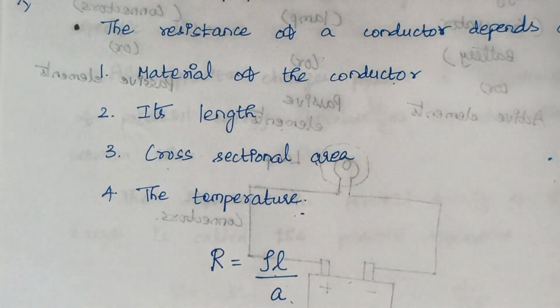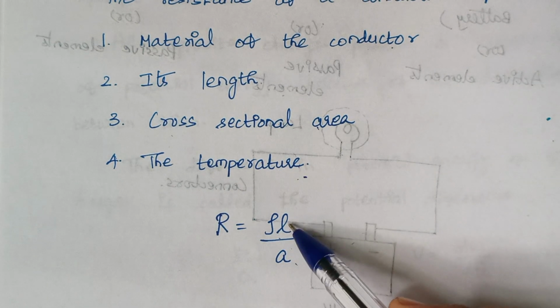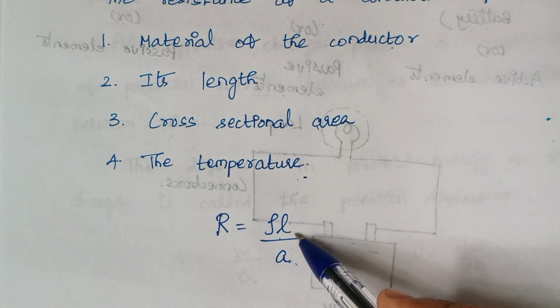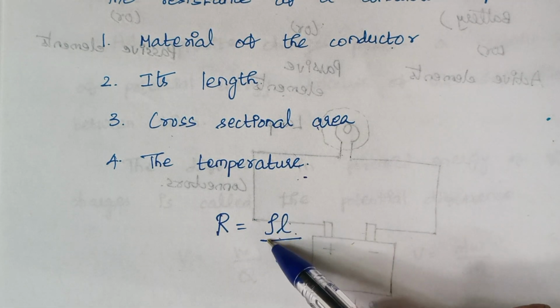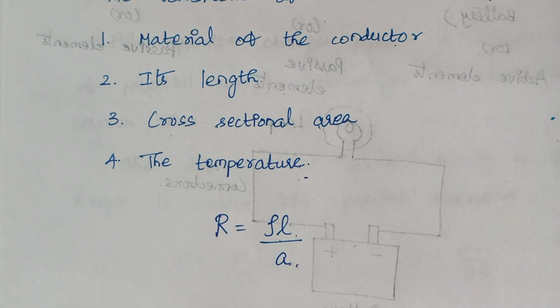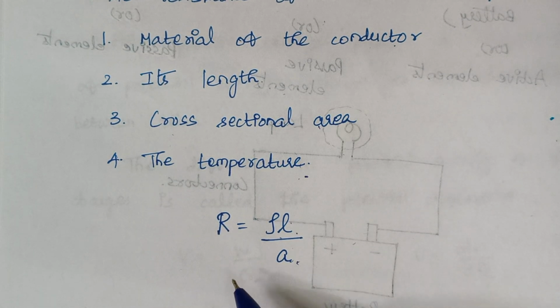Regarding the formula, it is given by R is equal to rho L by A. L is the length of the conductor, A is the cross sectional area, and here rho is known as the resistivity of the material. So this is the basic formula to represent the resistance in relation to resistivity.